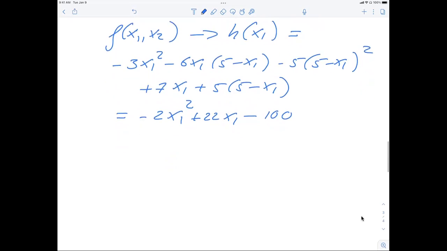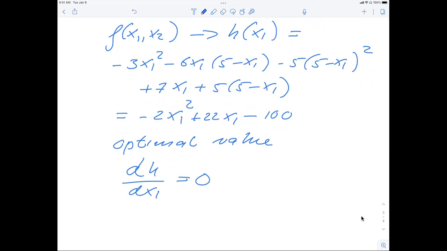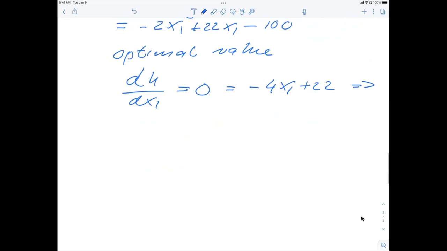And then I want to find the optimal value, or rather the value at the minimum. So I would simply calculate the derivative of h with respect to x1 and set it equal to 0. That gives minus 4 times x1 plus 22, which leads to x1 being equal to 11 divided by 2, and that leads to x2 being equal to minus 1/2. So this is a pretty straightforward way of solving it, right?